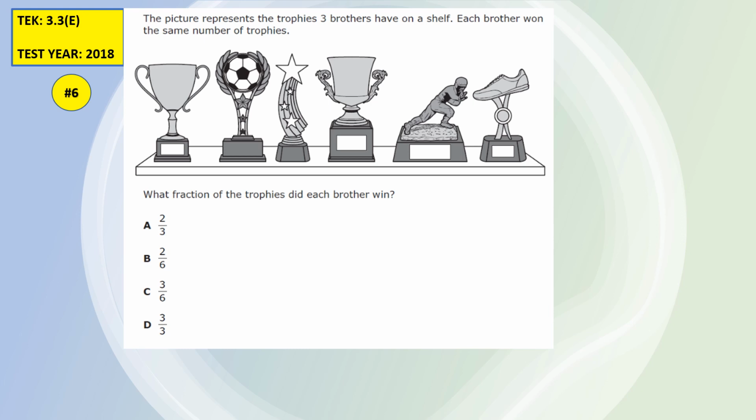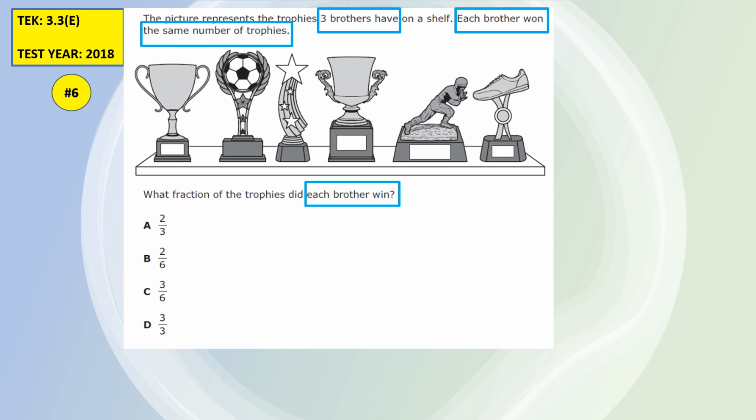Okay, let's get into this solution. So again, 3 brothers, and they each won the same number of trophies. What fraction of the trophies did each brother win? So we're paying attention to those things. How many trophies are there in total?